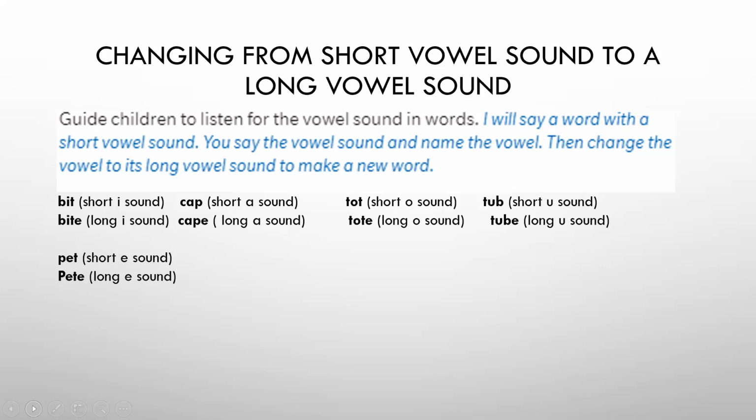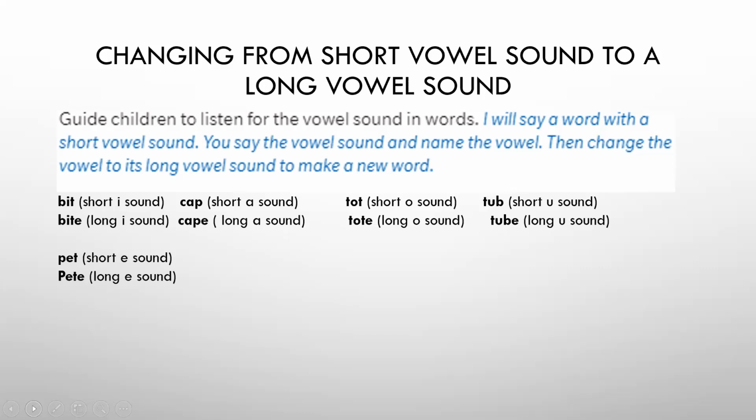So here's the next one, cap. Cap. All right, you say the word and then you tell me the short vowel sound. Which one is it? Okay, so now I'm going to put a silent E at the end of it, and it's going to turn into cape. Cape. So it was cap, like I put a cap on my head, and now it's cape, like I wear a cape around my neck, around my shoulders.